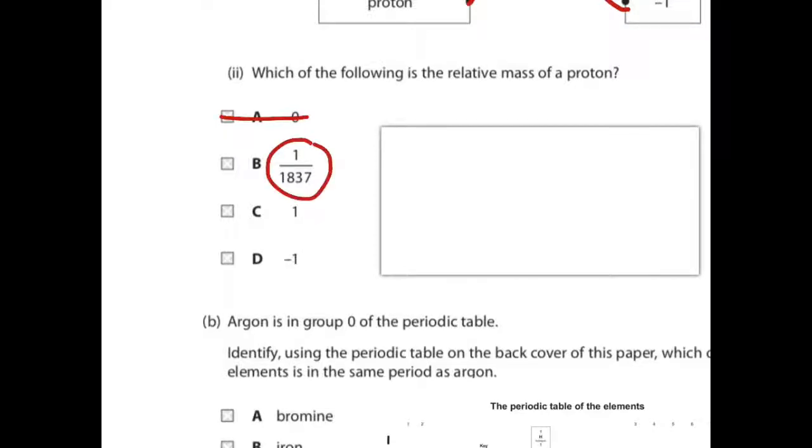So this would be completely inaccurate. This would be for electrons. This would be irrelevant. You wouldn't have a mass of -1. A mass is a scalar value, not a vector value. You only put negatives and positives for vector values. So 1 is the correct answer.